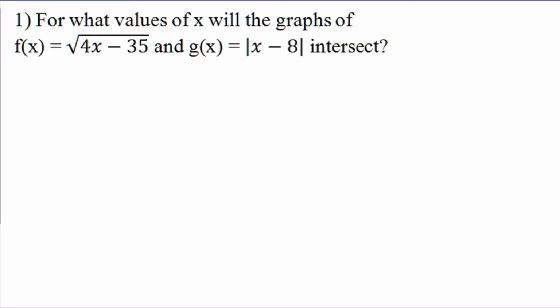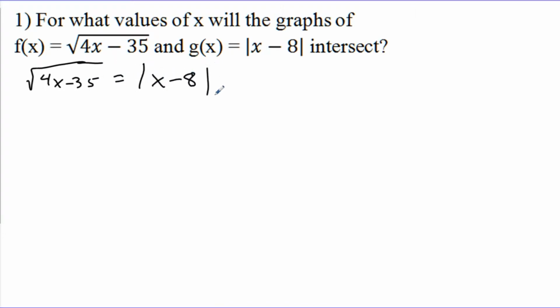Problem number 1, they're asking us to find out what values will make the graphs intersect, and that really just means that we want to set the equations equal to each other. So we're going to set f and g equal to each other, and it's going to say that the square root of 4x minus 35 should be equal to the absolute value of x minus 8.